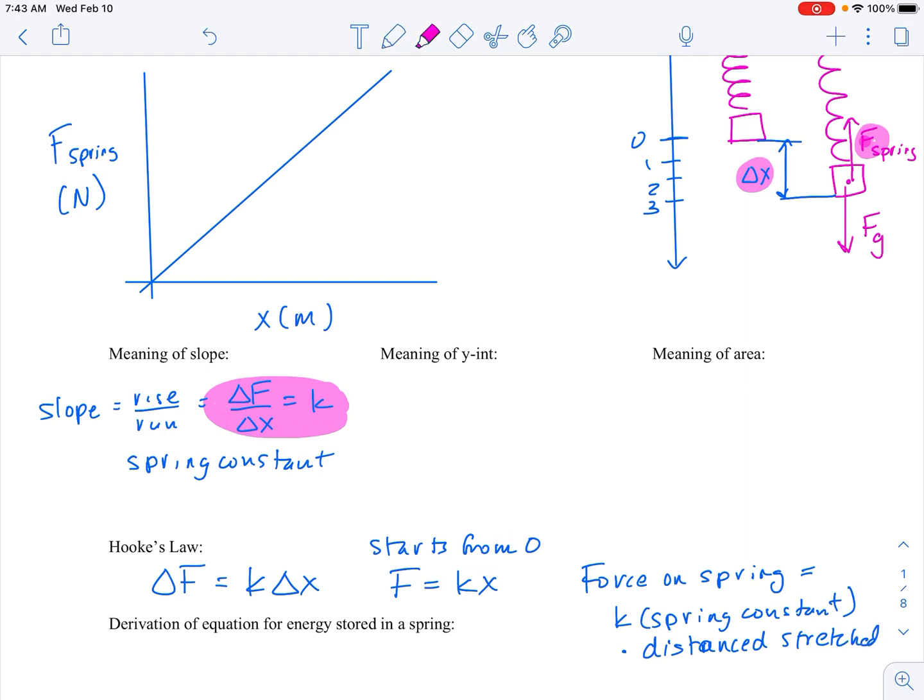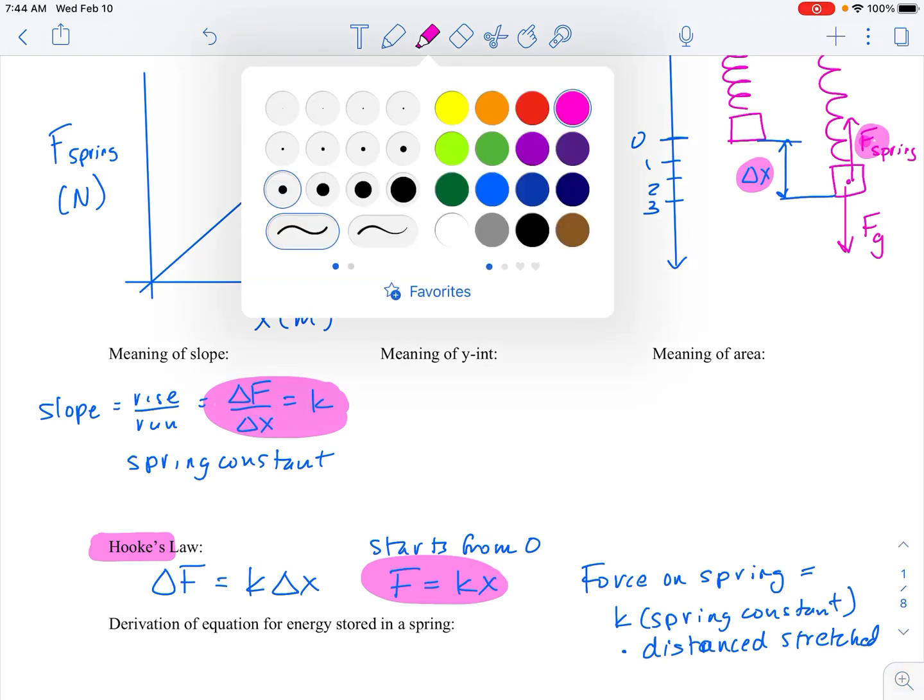And this formula here, F equals kx, is called Hooke's law, and it's named after Robert Hooke, who was a contemporary of Isaac Newton. They actually had kind of a feud. There's an excellent episode of Cosmos that talks about that. Okay, let's talk a little bit about some more stuff here.